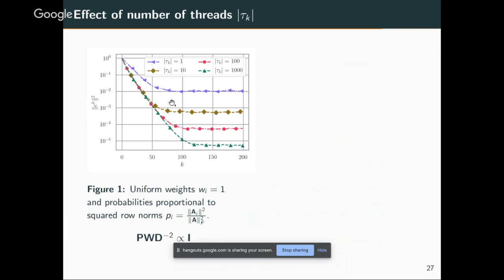And we can see that as we increase the number of threads, tau sub k, we see an improved convergence rate up to some threshold, and we also see an improvement in the convergence horizon. So the convergence horizon is decreasing as we increase the number of threads.